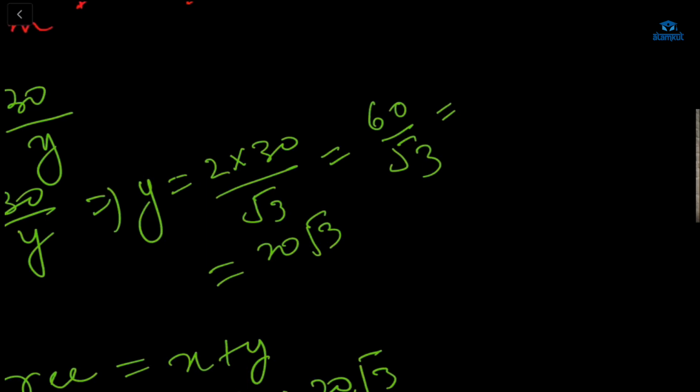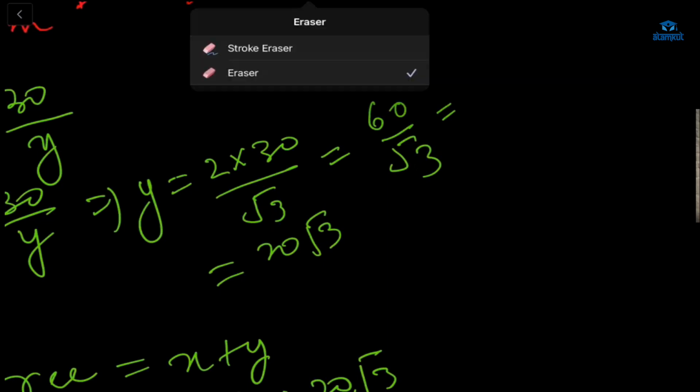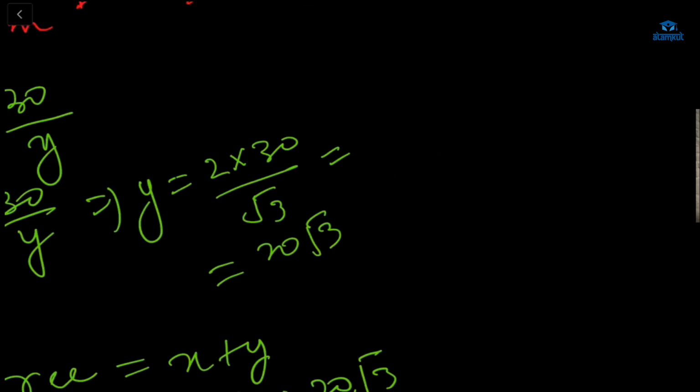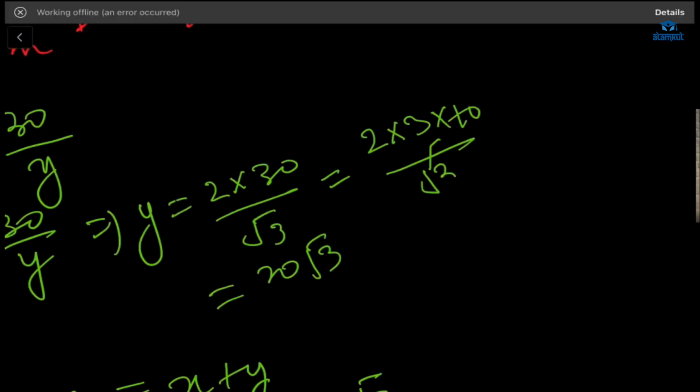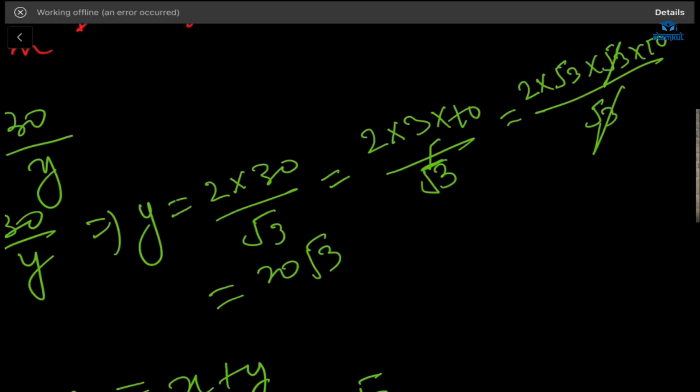Look here, what I have written: 2 into 3 into 10. It can be written like this. So I am taking 3 root 3 as common, and I'm just cancelling it. So I can write this as 2 into root 3 into root 3 into 10 upon root 3. So root 3 got cancelled. So now you got 20 root 3.